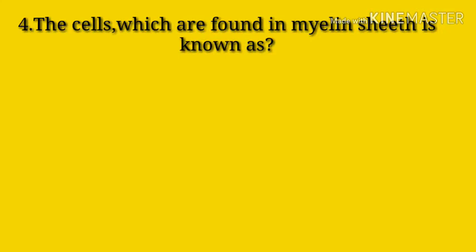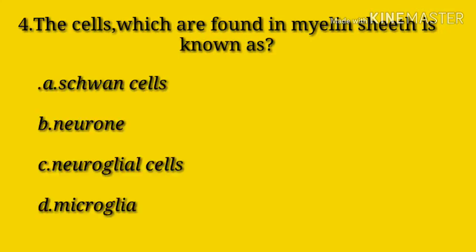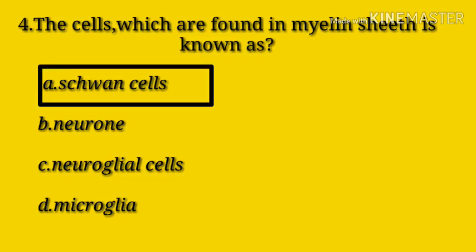Question number 4. The cells which are found in myelin sheath are known as option A. Schwann cells, option B. Neuron, option C. Neuroglial cells, option D. Microglia. Answer is option A. Schwann cells. The Schwann cells are also called neurolemma cells. The cell in the peripheral nervous system that produces myelin sheath around the axon, that is Schwann cell.